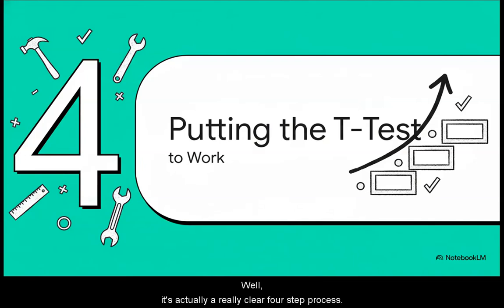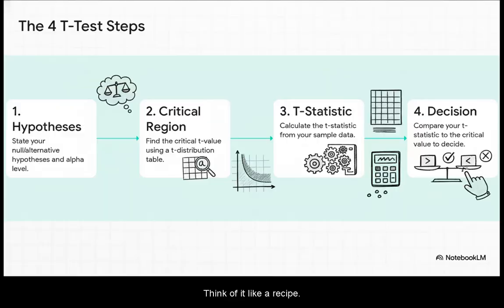Okay, so we've got the tool, we understand its special rule, so now, how do we actually put this thing to work? Well, it's actually a really clear 4-step process. Think of it like a recipe. First, you state your hypotheses. Basically, you say what you think is going on. Second, you set the goalposts.